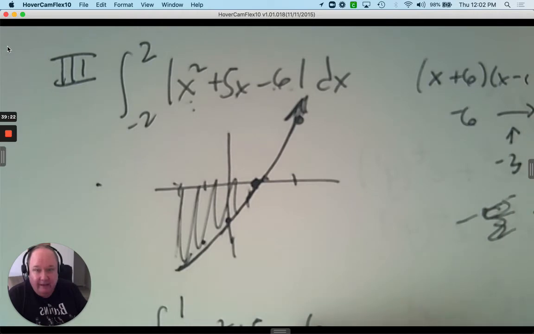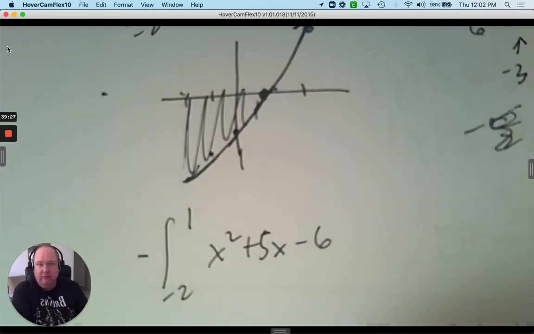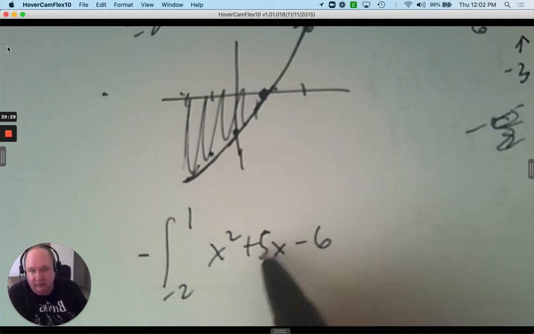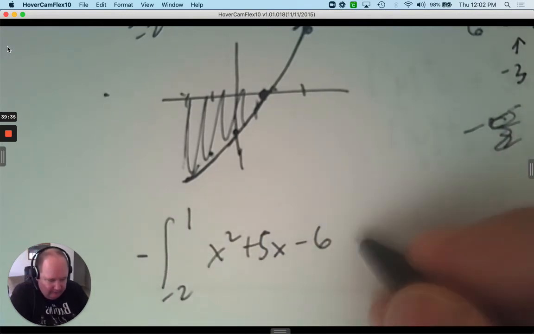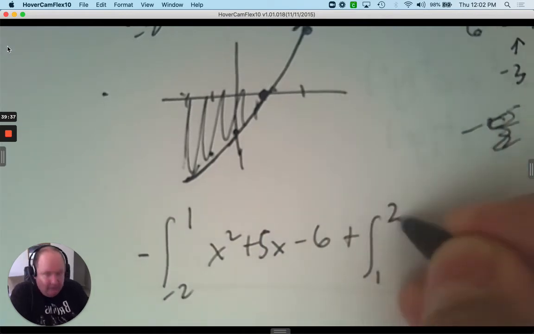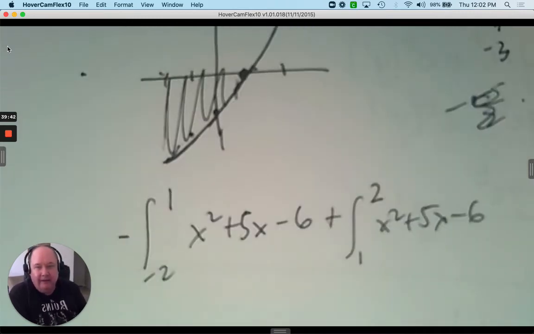And whatever that answer is, we need to make it a positive answer. So it's going to be a negative in front when we do that. This answer is going to be negative. It's below, but I need to multiply it by a negative so it changes to a positive. And then I'm integrating from 1 to 2 of the same thing. So that's what the setup would look like.